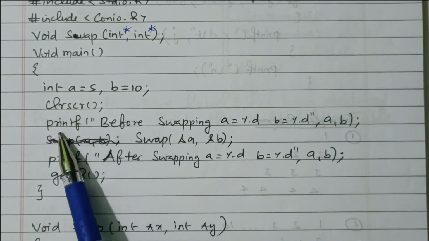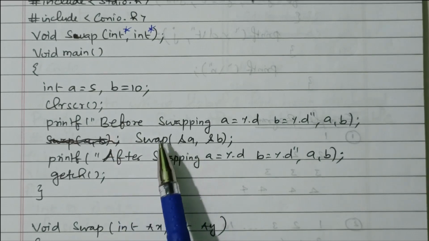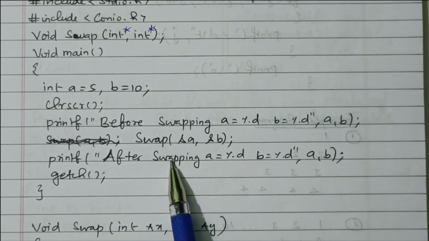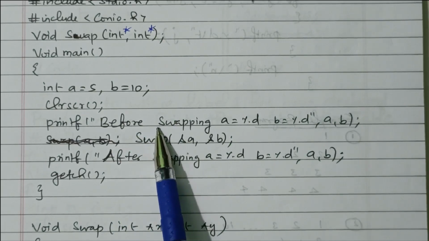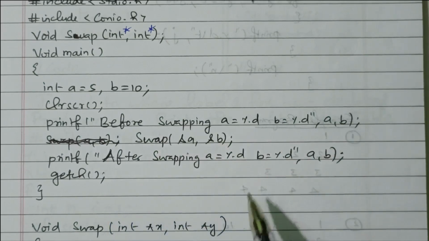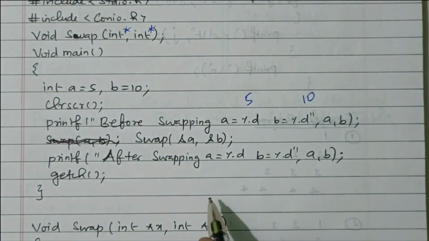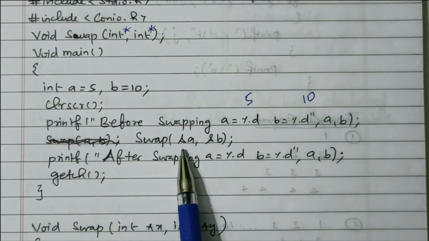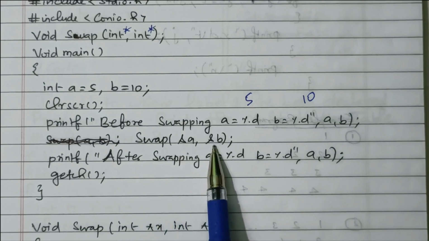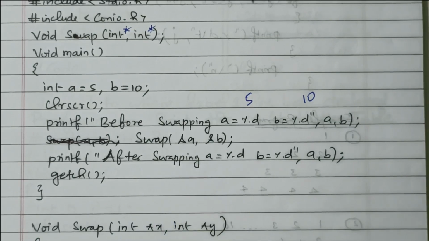Then after clear screen, we are calling this function swap. Before calling the function we are printing one time, and after calling the function we are printing one time. So before swapping, a equal to, b equal to, what is the a value? It will be 5, and the b value will be 10. Now we are calling this function swap. What are we passing? The address of a and the address of b, not the variables. The address we are passing, right? While passing the address, what will happen?